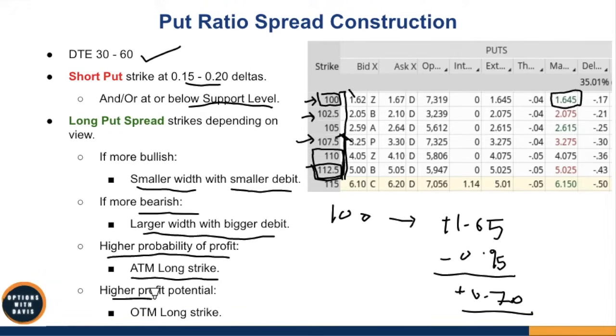Next, what if you want to construct for a higher profit potential? So what you want to do down here is create a put ratio spread with an out of the money long strike. So in this case, instead of us buying the long put spread somewhere at the money, you can shift it somewhere down, right? You can push it further out of the money, because when your long put spread is further out of the money, it becomes cheaper, right? Your long put spread is cheaper out of the money than it is at the money.